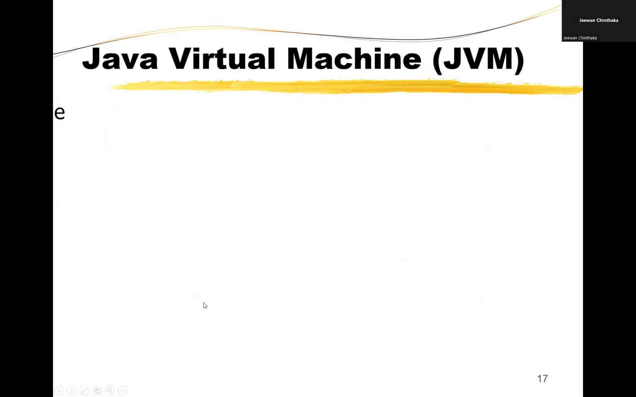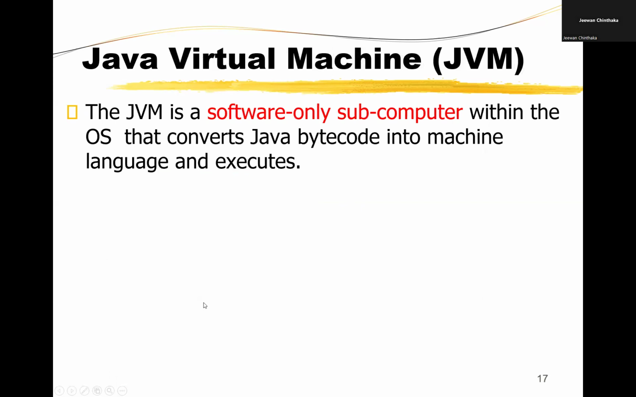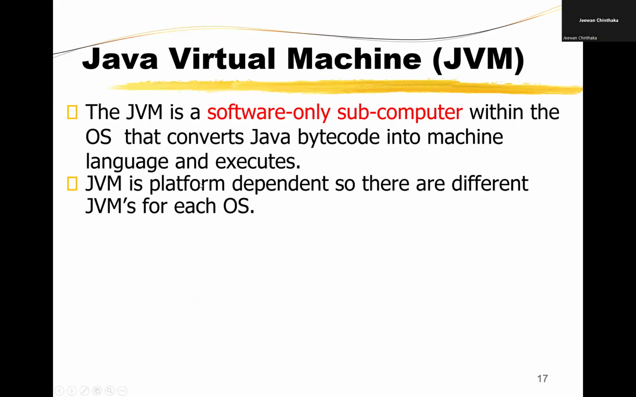The Java Virtual Machine is a software-only subcomputer within the operating system, which converts Java bytecode into machine language and executes it. The JVM is platform dependent. Therefore, there are different JVMs for each operating system. When you are downloading Java, you have the chance to download for Windows, for Linux, and likewise for Mac operating systems.